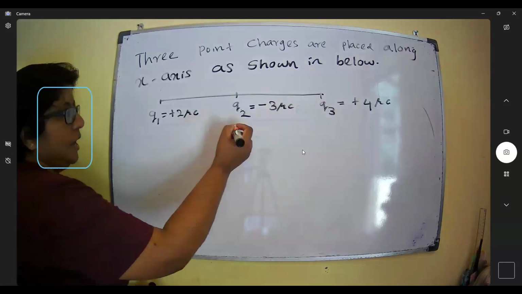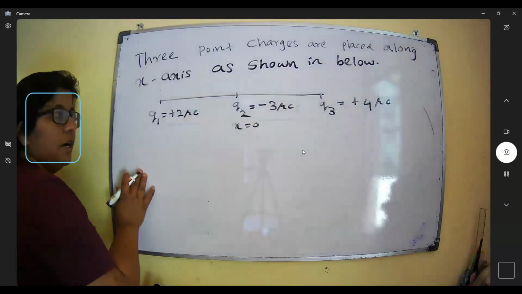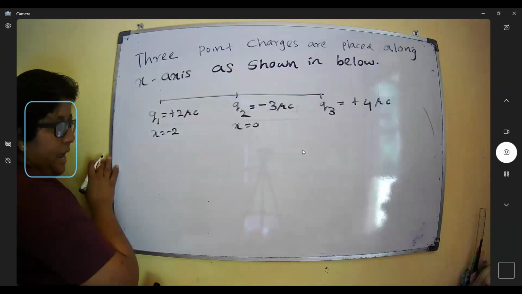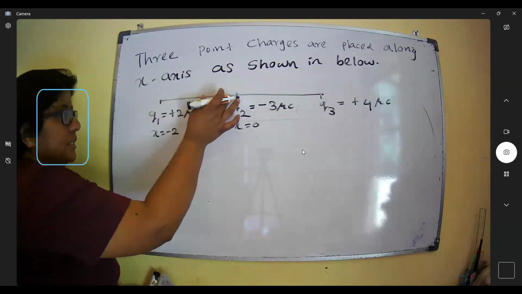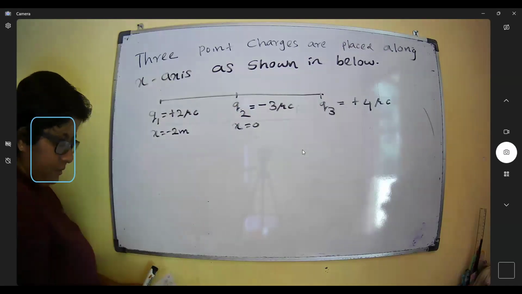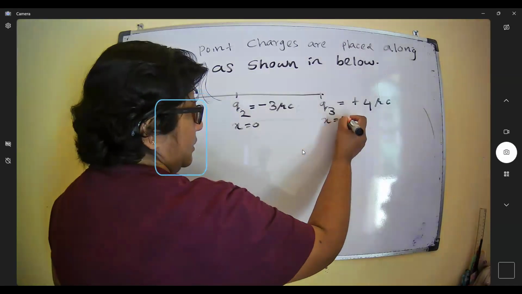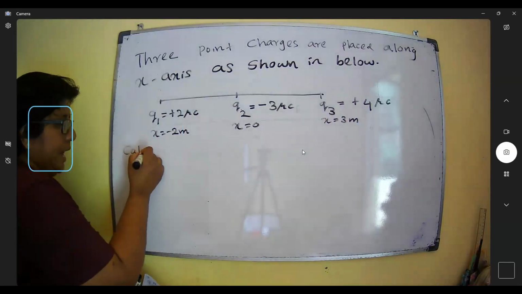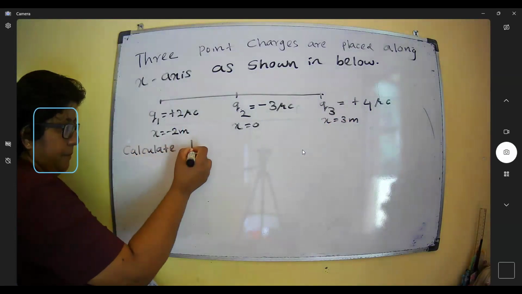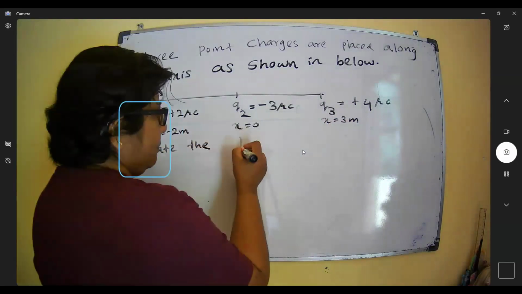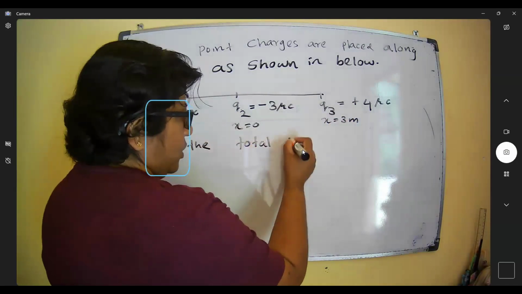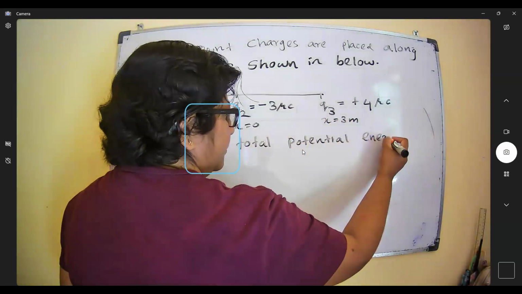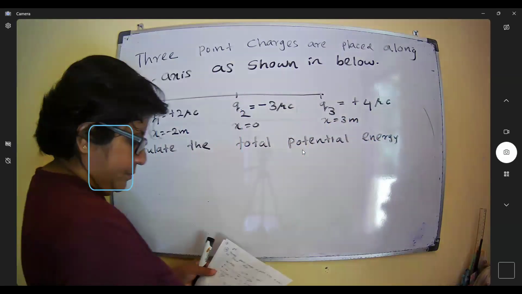Distance between them here, I'm taking this as x equal to 0 along the x-axis. This is x equal to minus 2, because left-hand side is negative, and the distance between these two is 2. Another one is x equal to 3 meters. The question is to calculate the total potential energy of the system.